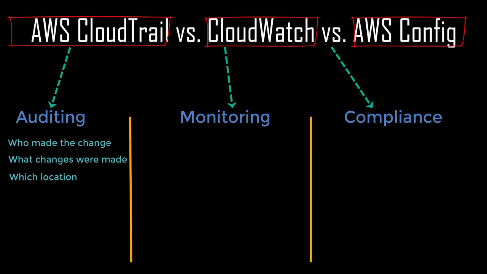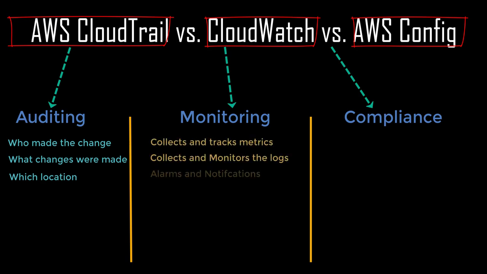CloudWatch, on the other side, collects and tracks metrics, collects and monitors log files, and also helps you set alarms. All these log files are then stored in the S3 bucket. That means if there is a CPU spike on your EC2 instance because probably there's a script getting triggered, you can get notified, alerted with CloudWatch. CloudTrail and AWS Config do not do that at all.